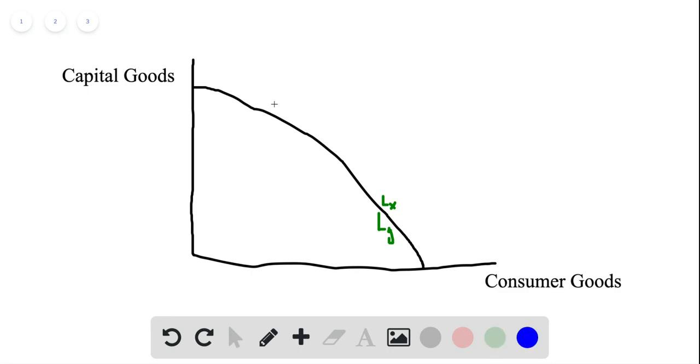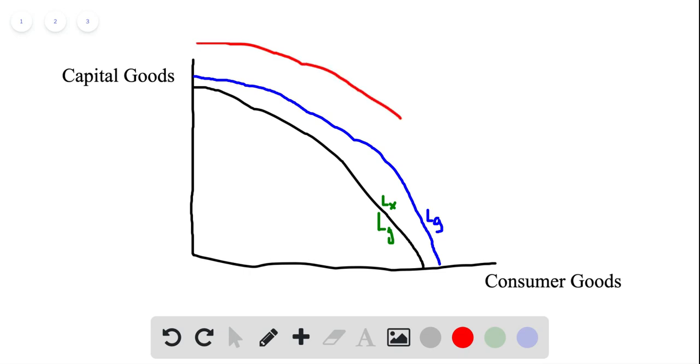So LG might get an increase on their PPF because they're investing some level of resources on capital goods, right? But it won't be much because it was only 5%. On the other hand, LX is going to have a much greater increase in their PPF because they were investing a lot more on capital goods. So you'd have two different shifting outs of the PPF, but the one from LX will be much further.